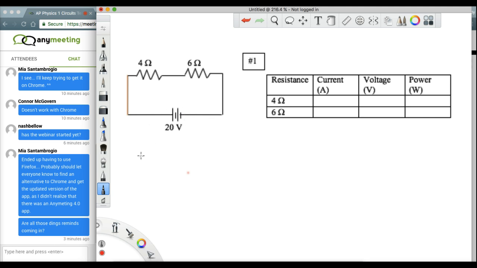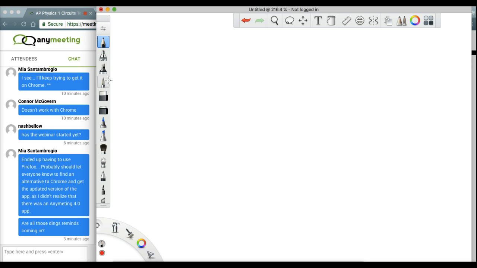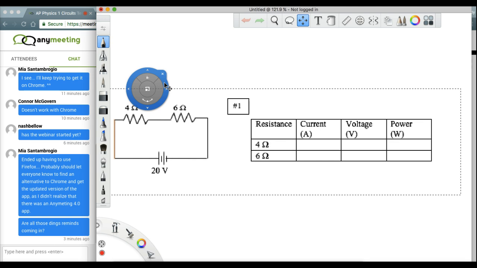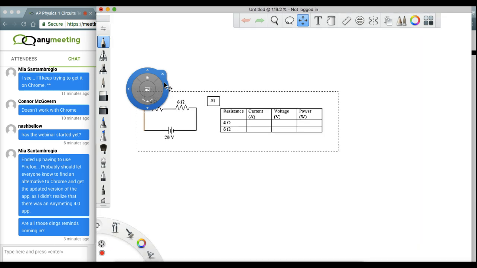The first thing that you want to do with any circuit problem is to find, that's not what I want, is to find the equivalent resistance of the circuit. So what I call, whoa, that's really bad. How did that happen? It's because I zoomed in, that's why.